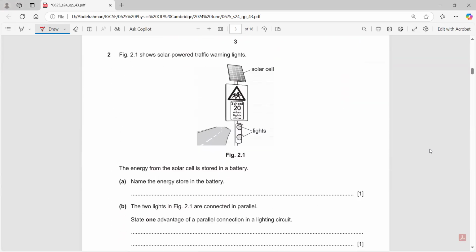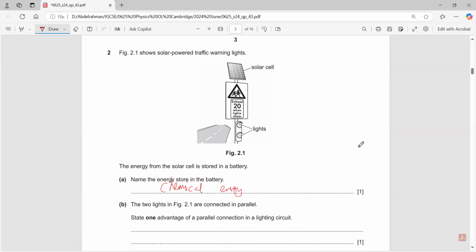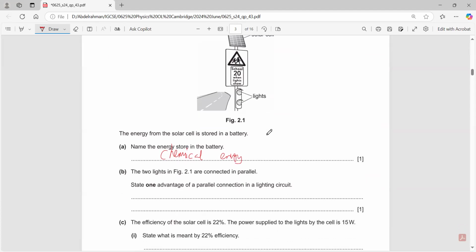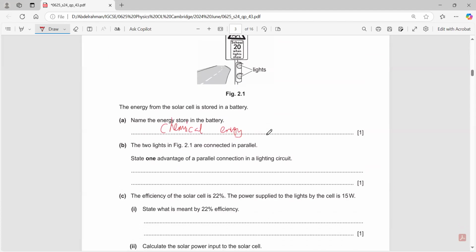Figure 2.1 shows solar-powered traffic warning lights. Name the energy stored inside the battery. It is chemical energy. The two lights are connected in parallel. State one advantage of a parallel connection. One very important advantage is that if one of them breaks, the other is unaffected.